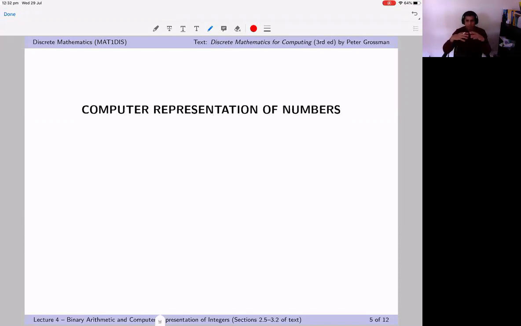So a computer works in bytes, right? And 1 byte is equal to 8 bits.